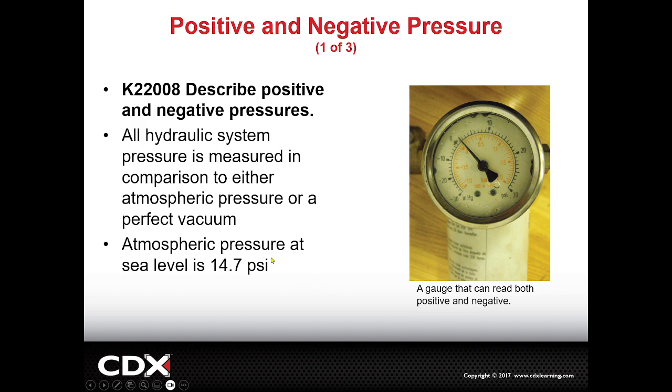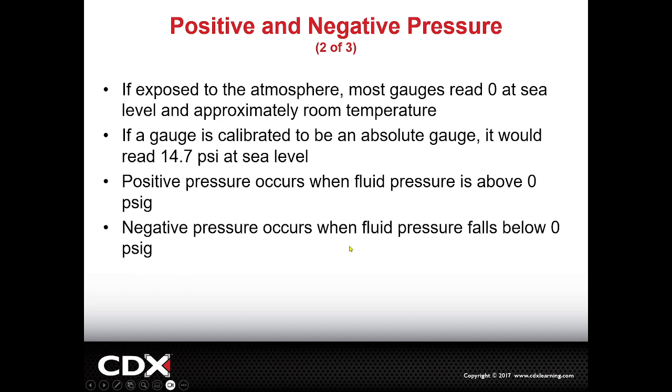It talks a little bit about what atmospheric pressure at sea level is, and it talks about these gauges. I don't have any questions about this, but just remember that if a gauge is calibrated to be absolute, it would read 14.7 pounds per square inch at sea level. Positive pressure, this is obvious, occurs when you're above zero. Negative pressure occurs when fluid pressure falls below zero. So like I say, the only place you're probably going to find that negative pressure is at the inlet of a pump.